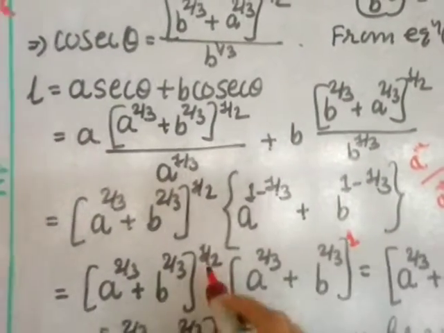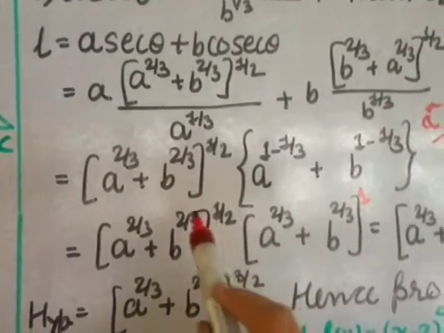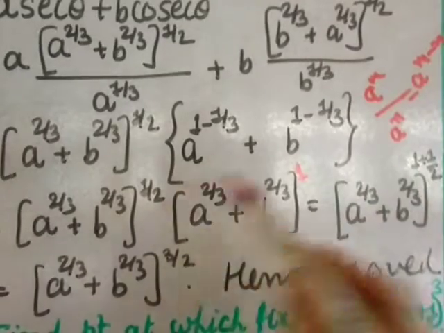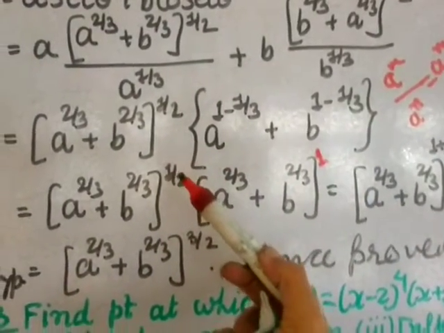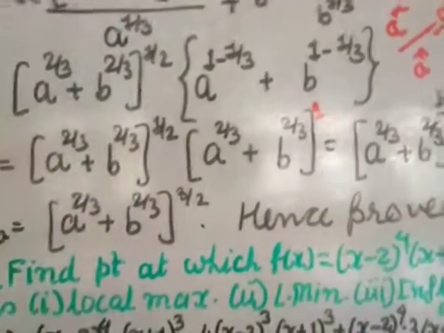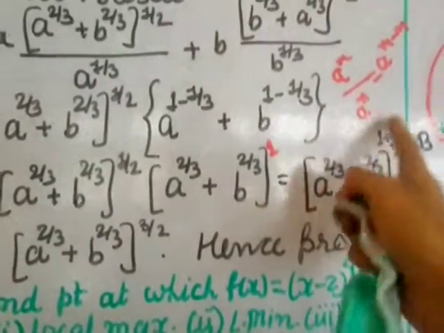So this is 1. So 1 by 2 plus 1 power. The base is the same. These two parts are the same. So I have done here a power 2 by 3 plus b power 2 by 3, power this 1 plus 1 by 2 power. See, I have written here 1 plus 1 by 2 power. So what you get is you take LCM. So 2 plus 1, so 3 by 2.